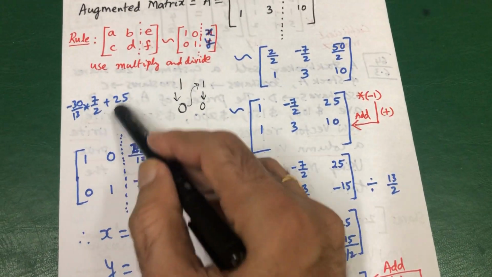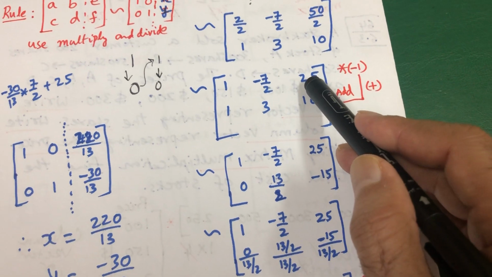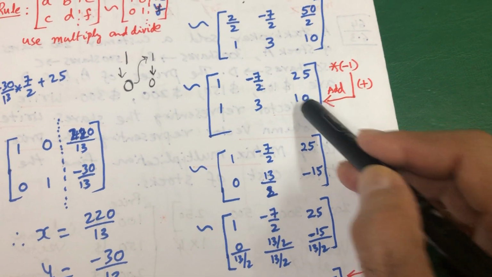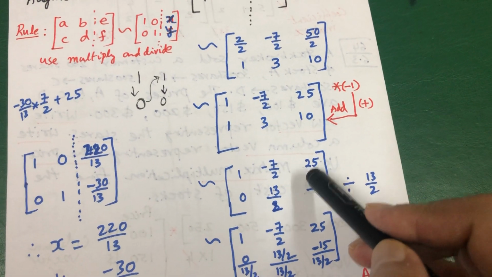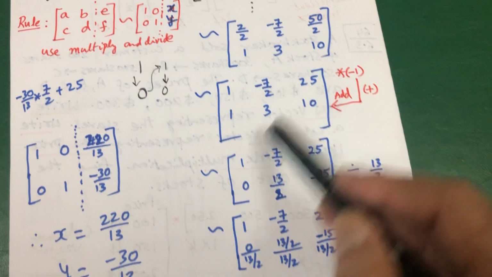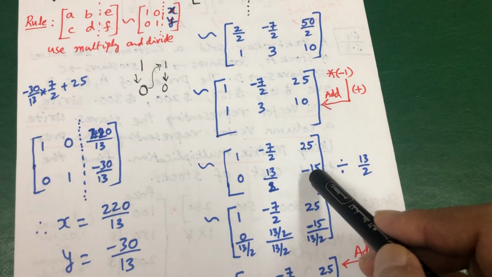You can calculate like this separately or use a calculator. Again, minus 1 multiply 25 is how much? Minus 25 plus 10 is how much? Minus 15. Don't get confused. You are changing the second row, which means keep the first row as it is. So the second row is now changed to 0, 13 over 2, minus 15.